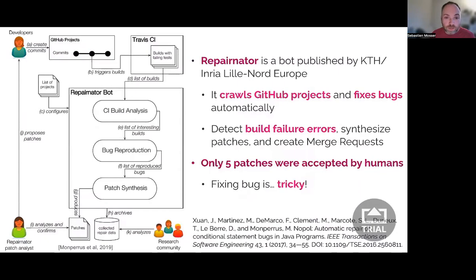There are approaches like Repairnator, published by KTH and INRIA in the north of France, that basically crawl GitHub to identify bugs. When they have a way to fix one, because by analyzing the source code they recognize it as a kind of bug they know how to fix automatically, they create a patch and make a pull request that is sent to the developer saying, hey, we fixed the bug.